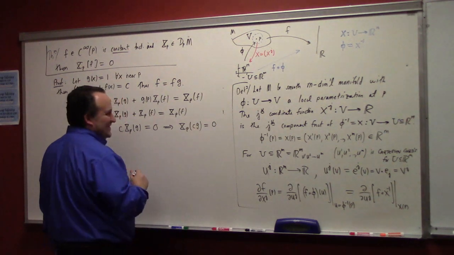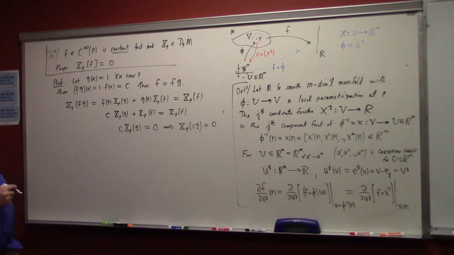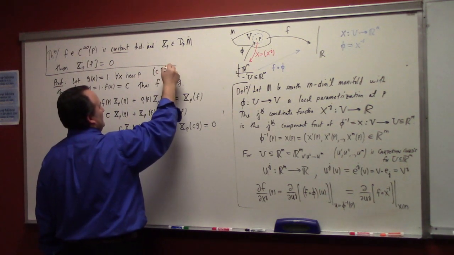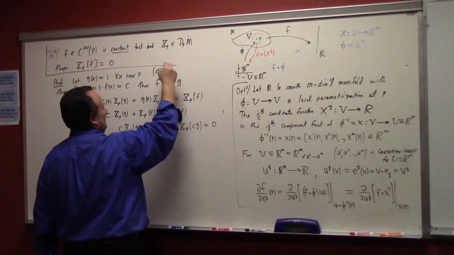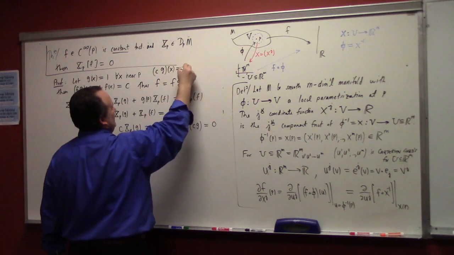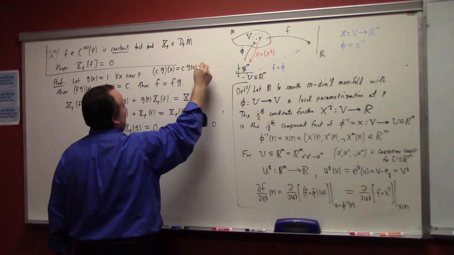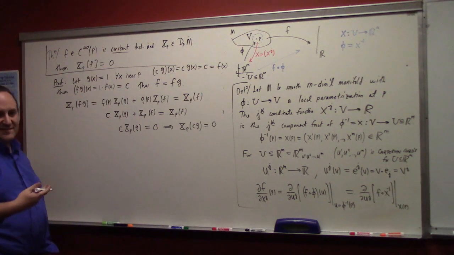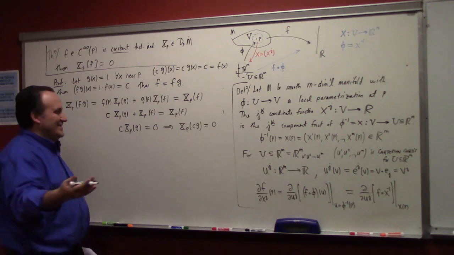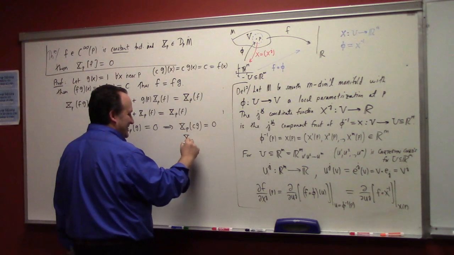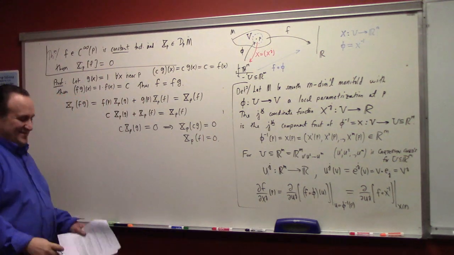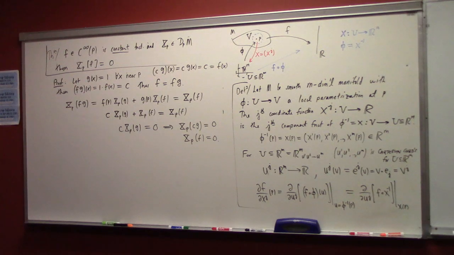But what is c times g? What would we mean by c times g, right? C times g at the point, let's say, x, is what? c times g of x, which is c times f of x, right? But that holds for all x near p. This is f. See that? So, and there you go.